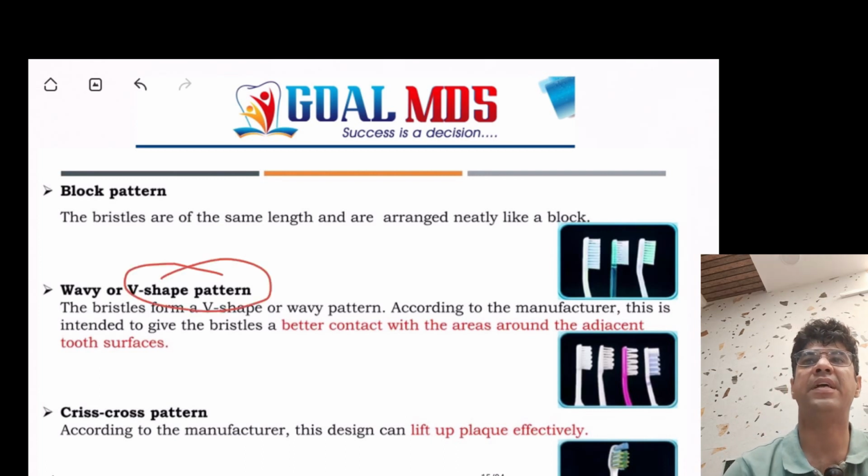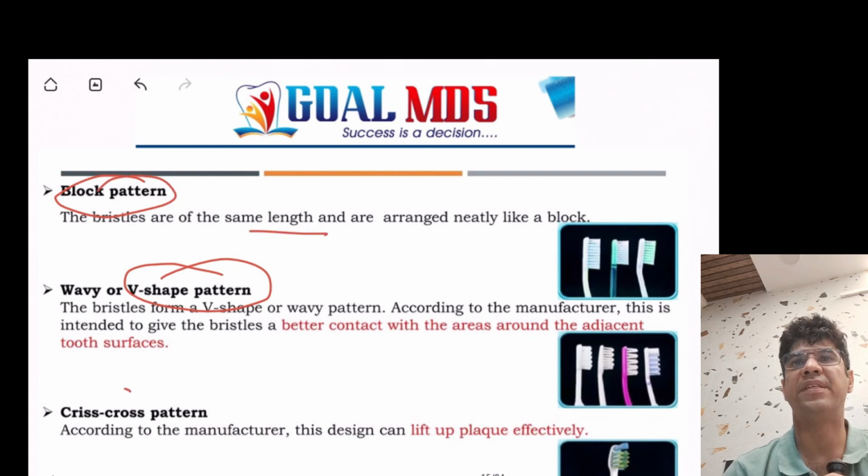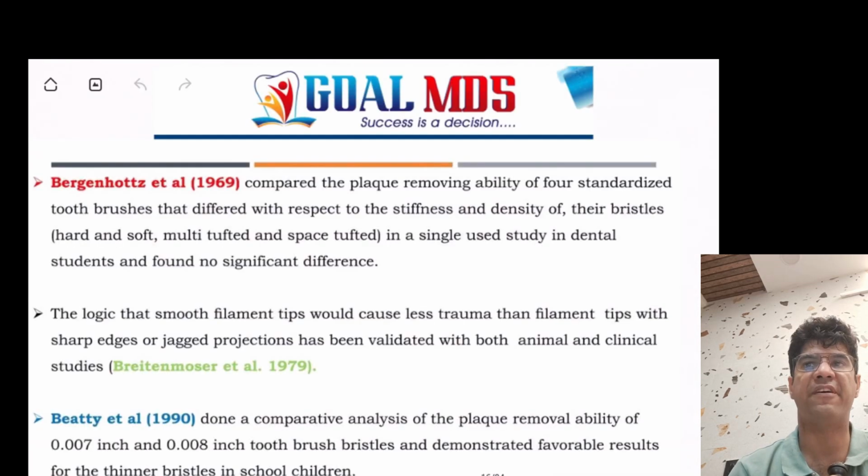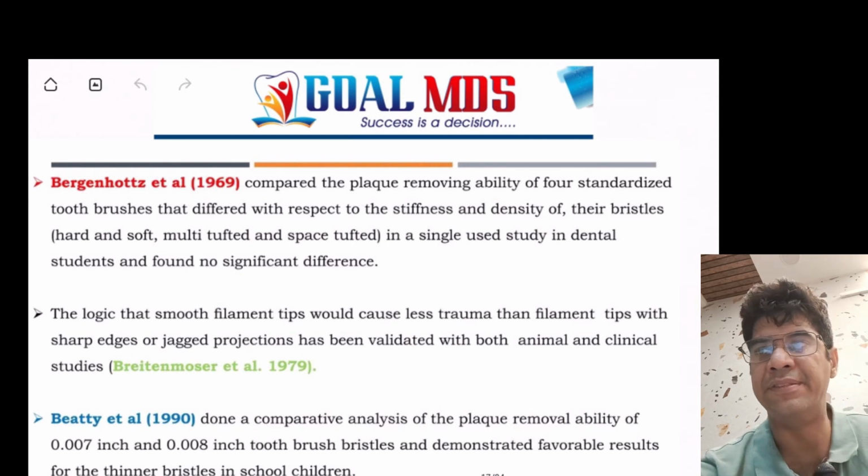Now these are the design of the brushes. They can be wavy, V shape bristles, block pattern that are of same length, or crisscross pattern. The bristle designs can be of crisscross that can lift up the plaque very easily.